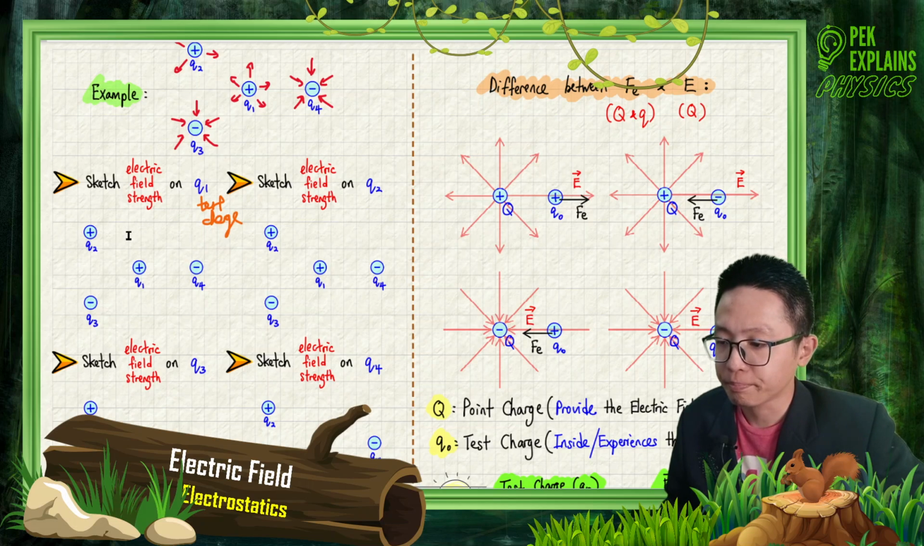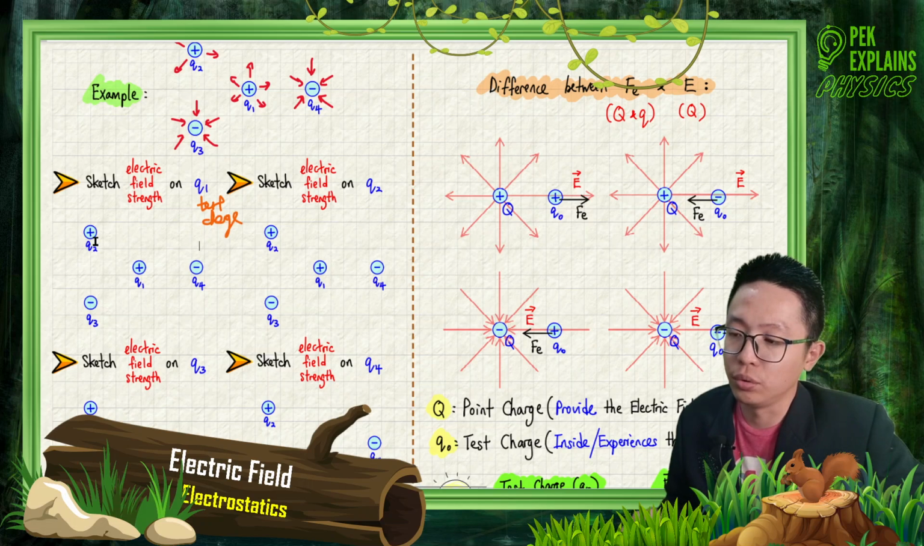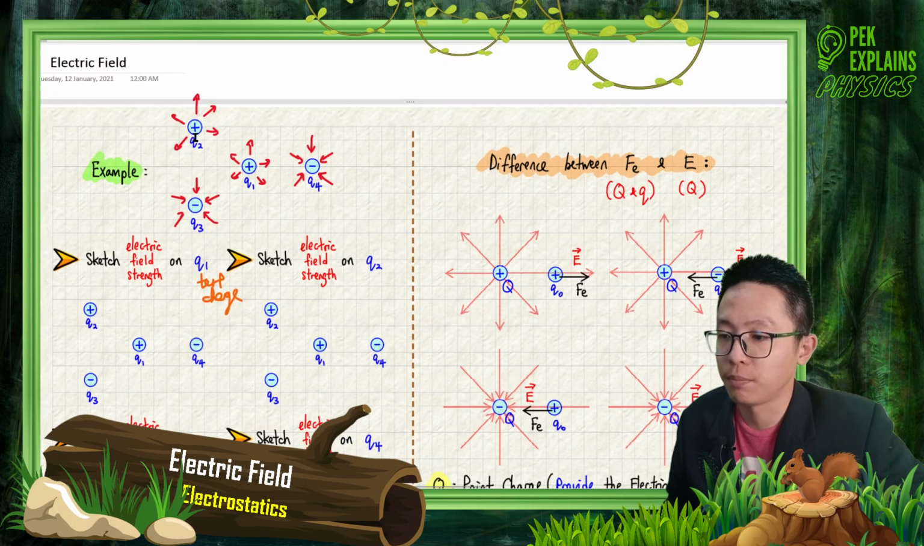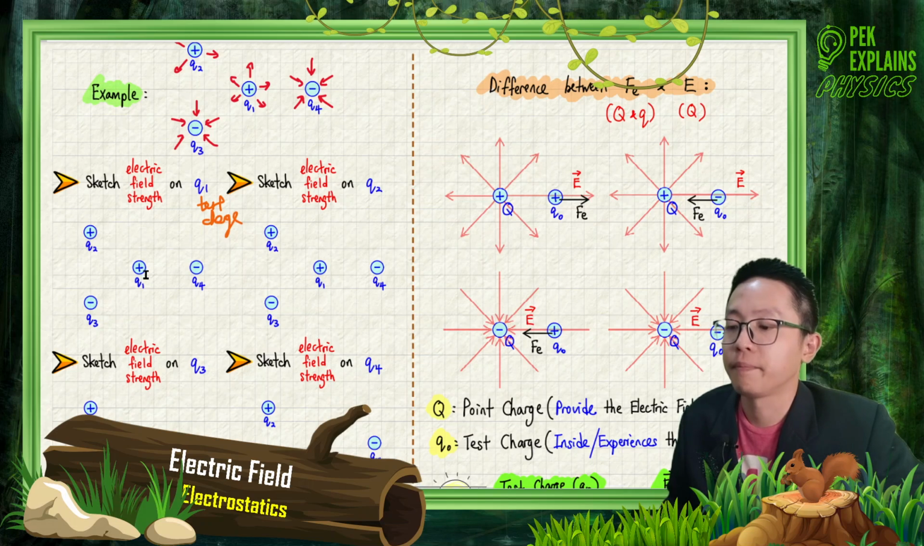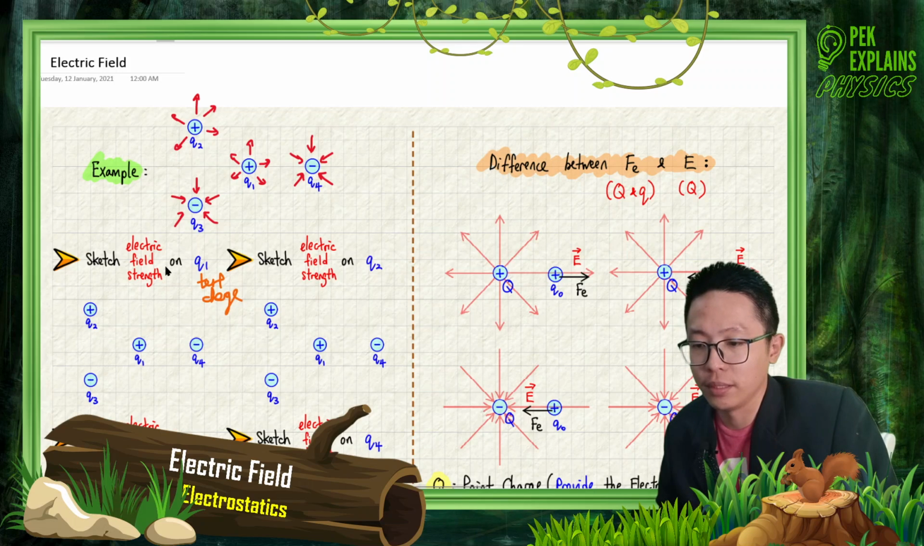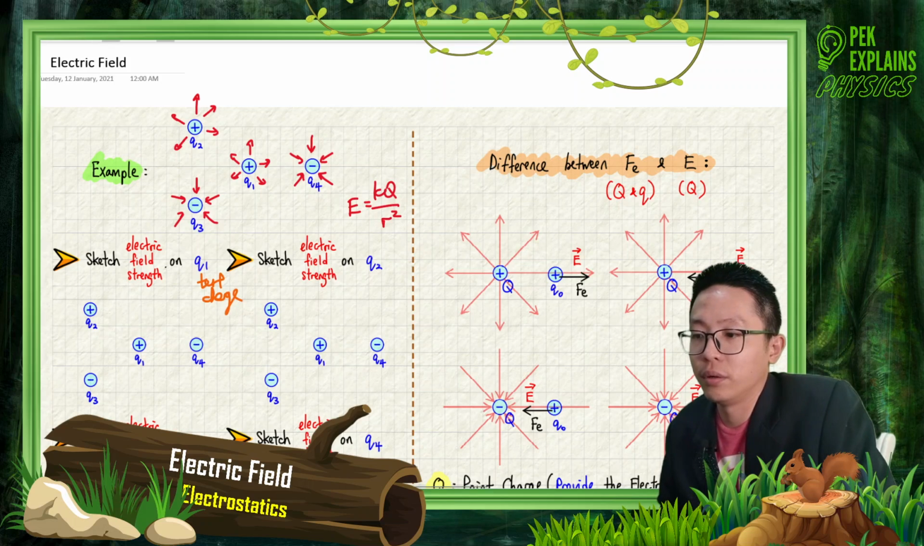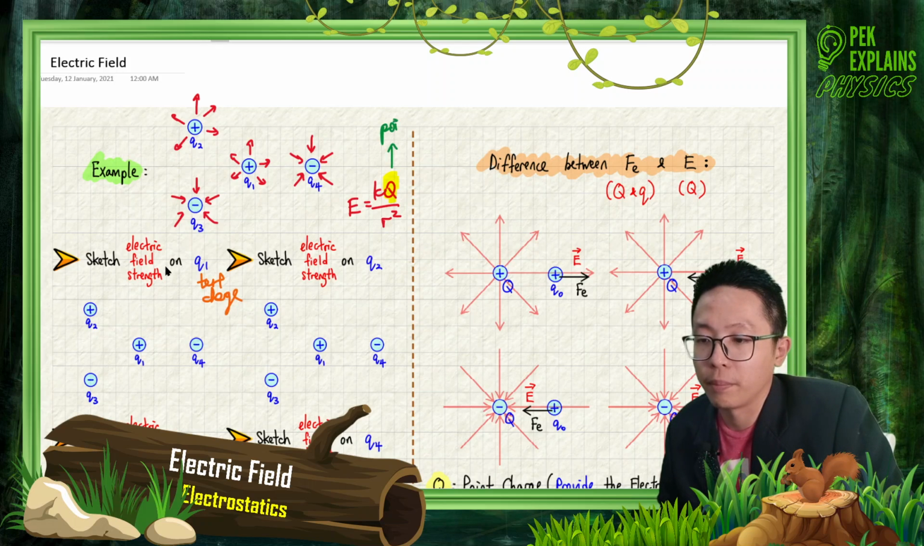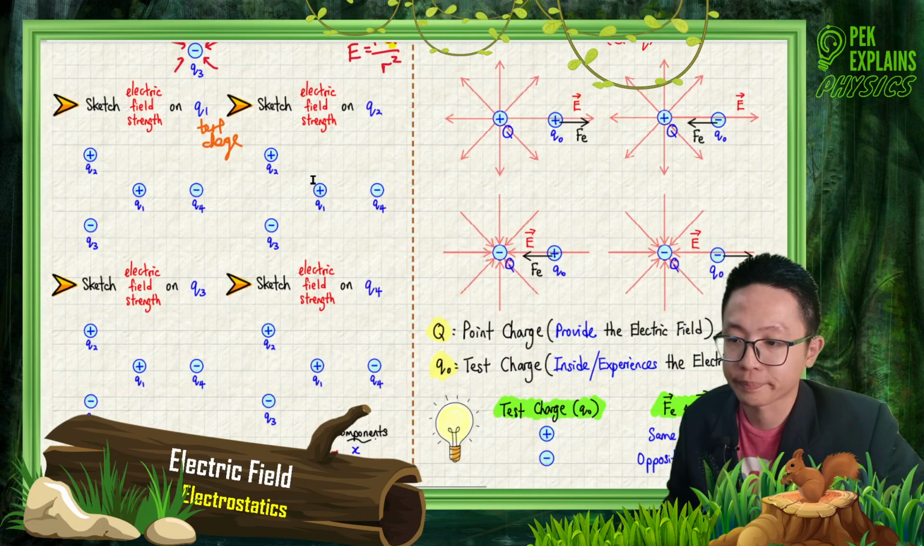For Q2, because it is positive, the field goes away from the positive charge. Remember, for electric field strength, what is the formula? Let's write it down: electric field strength is kQ over r squared. So it only depends on the point charge, the one who gives the electric field.